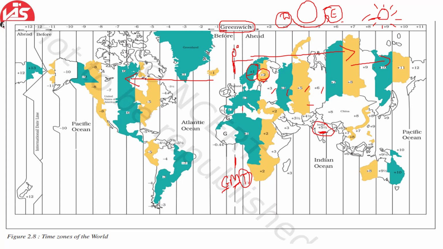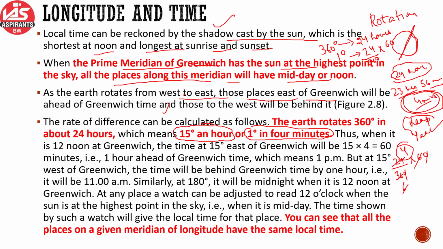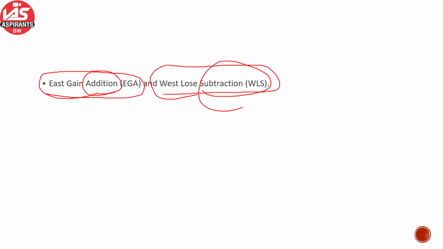And every 1 hour means we have covered a longitude of 15 degrees. So we just proved it here, because 360 degrees, that is the whole earth rotation, takes 24 hours. So 1 degree would be covered in 24 by 360 multiplied by 60, which is 4 minutes. Okay, and similarly 15 degrees would be covered in 1 hour. So I hope that's clear. Let's move forward. And this one is east gain addition, west lose subtraction. That means when you move east, you add the time. When you move west, you subtract the time.